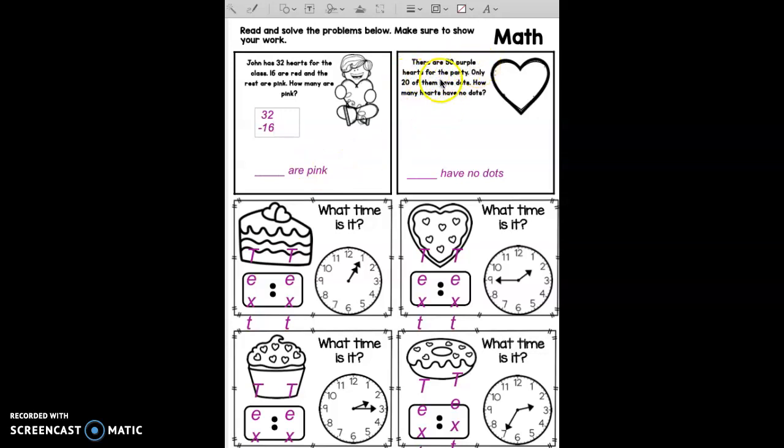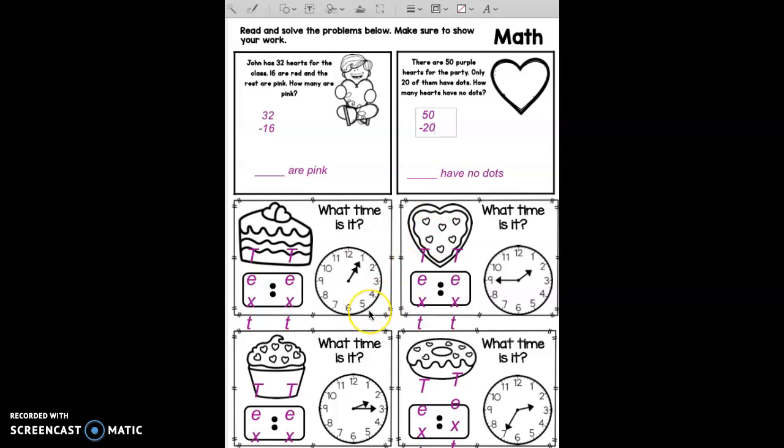There are 50 purple hearts for the party, and only 20 of them have dots. How many hearts have no dots? So we're going to do the same thing here. We take our total. We have 50 that we know are purple. They're all purple. And we know that only 20 of them have dots. So we want to know what left over have no dots. Let's find out. Total, take away the 20 that have dots, and how many hearts have none.